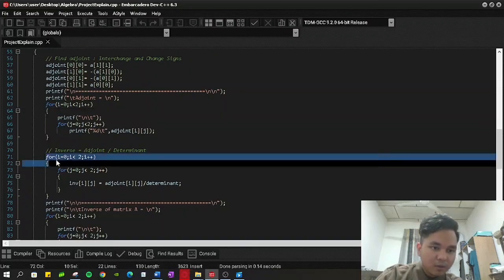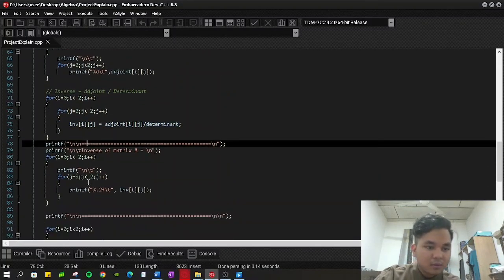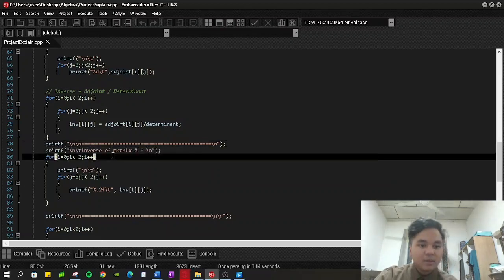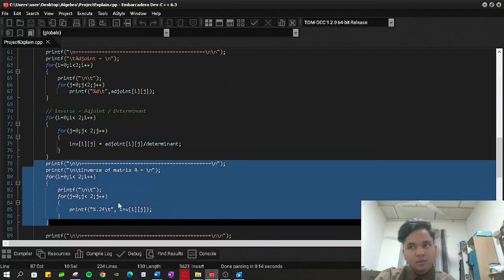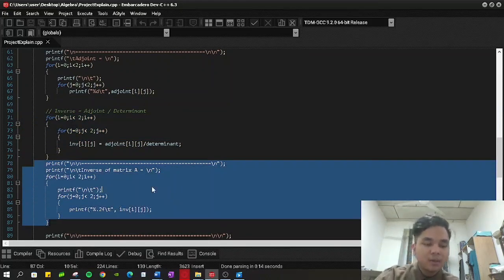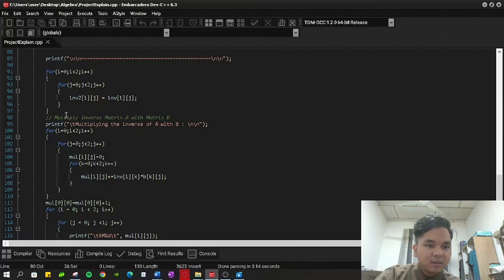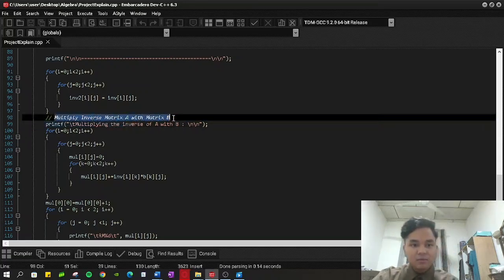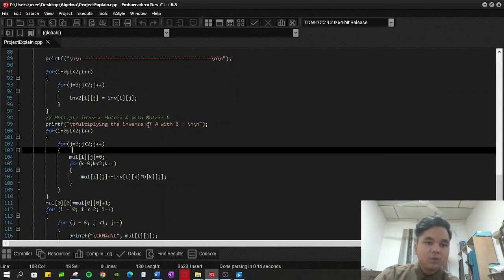So same loop for I and for J. This is the formula to find the inverse. Okay, print line. This is the process to find the inverse, and this is the output to show the inverse. Okay, print line. Okay, multiply inverse matrix A with matrix B. After we find the inverse of matrix A, we need to multiply it with matrix B, so that we can get the answer for the question.